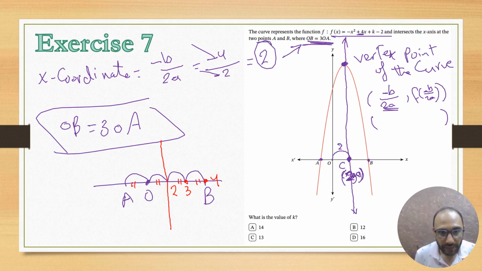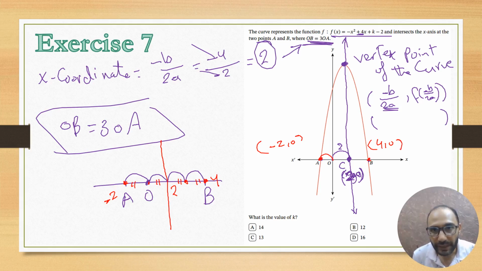Because the first distance is 2 steps, and another 2 is going to be 4. So here is 0, 2, then 4. And here A is negative 2. So point A is at negative 2 and 0, and point B is at 4 and 0, and the middle is 2. Now we want to find the value of K, using any point like B or A. Let's substitute.